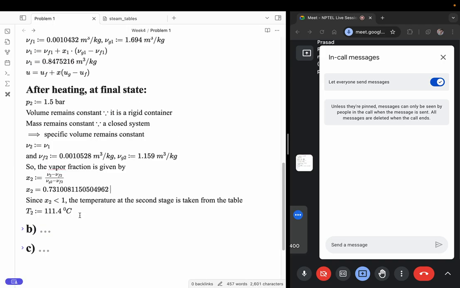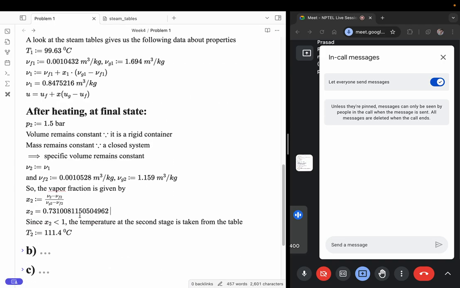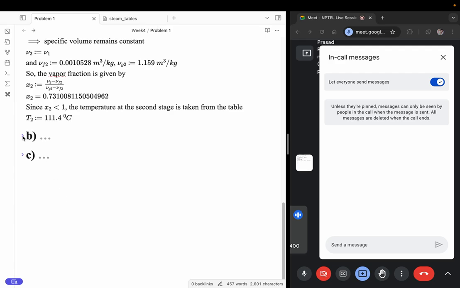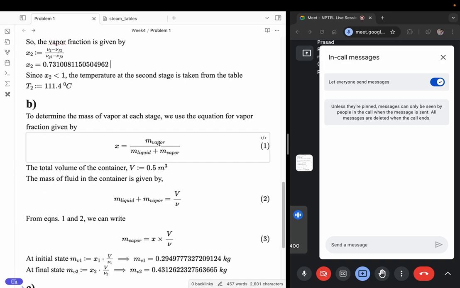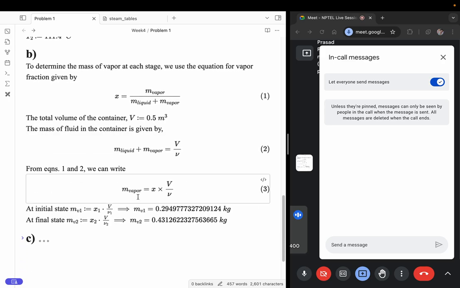So this is straightforward. Now the next part of the question asks you to find the mass of water vapor. So how do I calculate the mass? I know the initial volume, I know the specific volume of the gas, so I can directly calculate the mass. Like the vapor fraction is defined by mass of vapor over mass of liquid plus vapor, and I know the total volume. So liquid plus vapor can be written as V by specific volume. So if I just multiply the vapor fraction with the corresponding volume divided by specific volume, I will be able to directly get the mass of vapor. So you see, as the heating is happening, the liquid is getting converted into vapor, since the mass of vapor is actually increasing, like from 0.29 to 0.43.